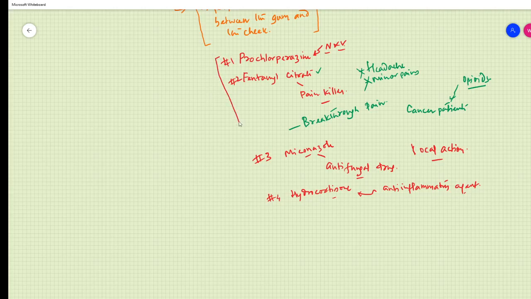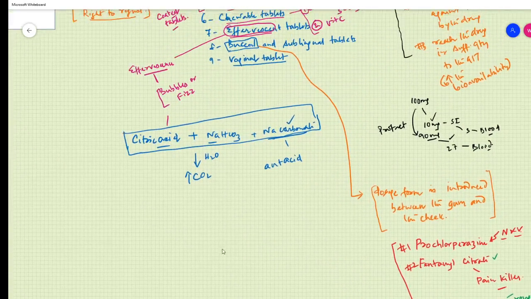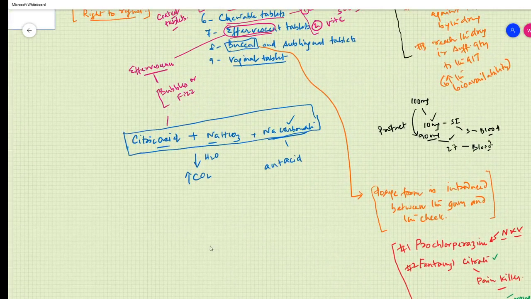So what are these? These are examples of buccal preparations, buccal tablets. Okay, which brings us to sublingual.